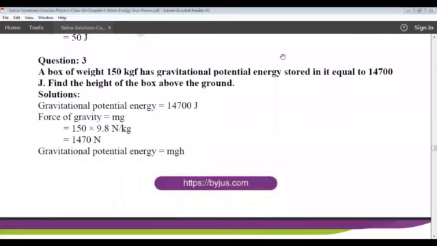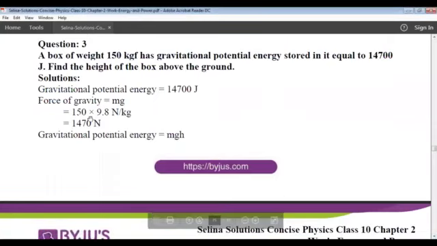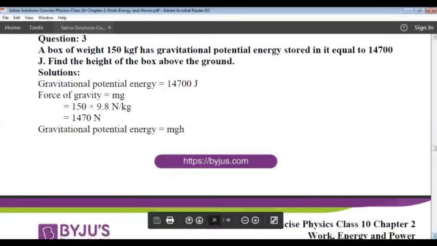Okay, third numerical: a box of weight 150 kg has gravitational potential energy stored in it equal to 14,700 joule. Find the height of the box above the ground. So the gravitational potential energy is 14,700 joule. We need to find the force of gravity first. So F is equal to mg. Here m is 150 kg, g is 9.8 Newton per kg. So the force of gravity will be 1470 Newton.